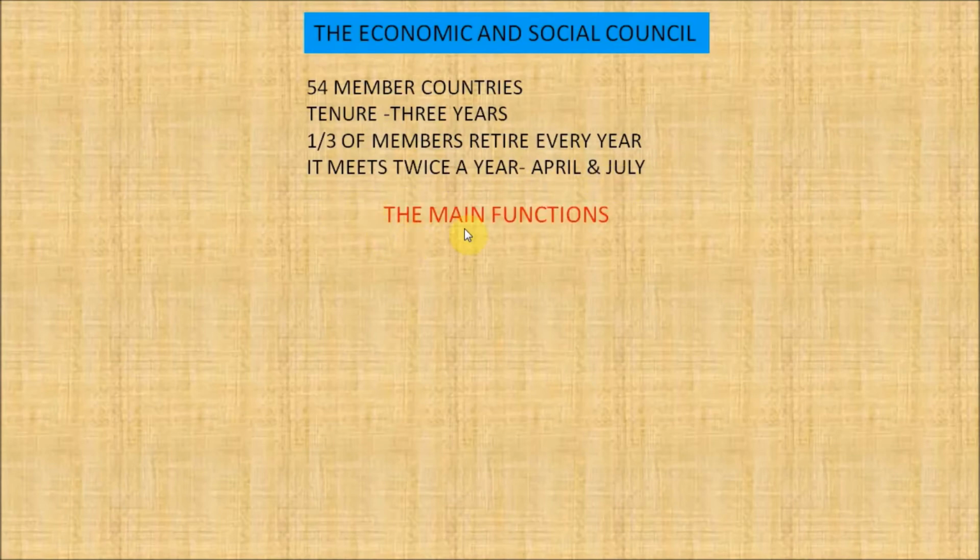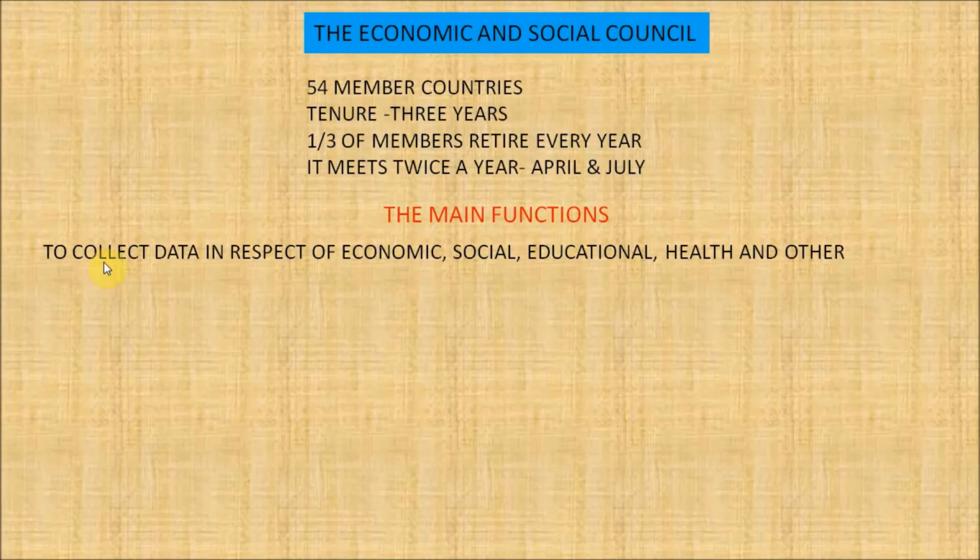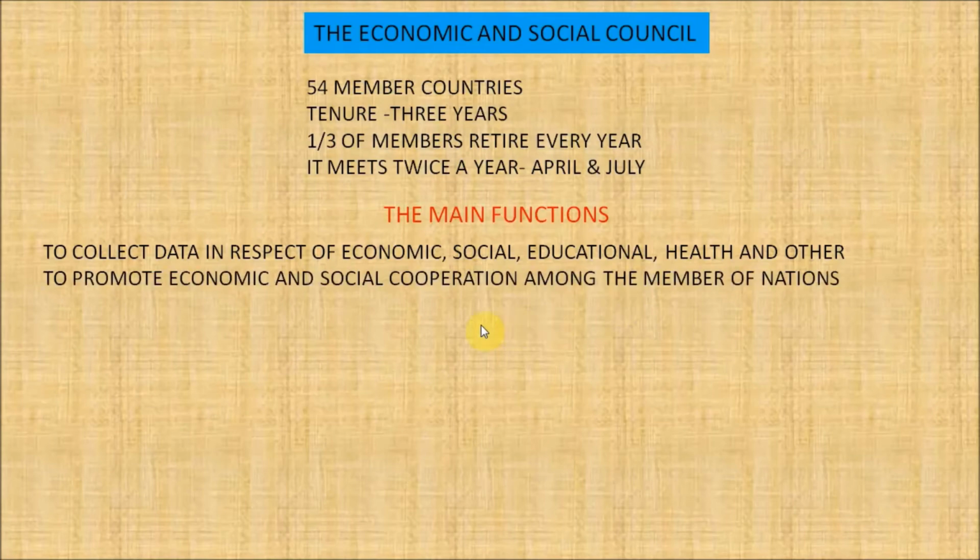Now let's see the main functions. What are the main functions of the Economic and Social Council? To collect data in respect of economic, social, educational, health, and other such related matters, and to submit reports to the General Assembly, and to promote economic and social cooperation among the member nations of the United Nations.